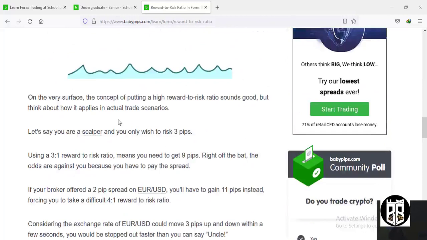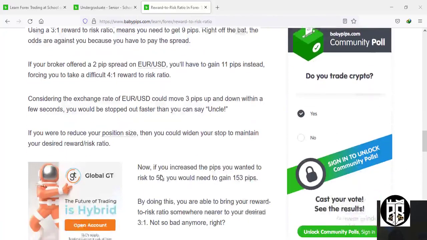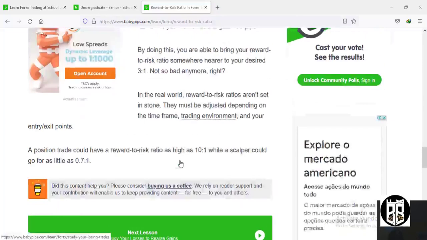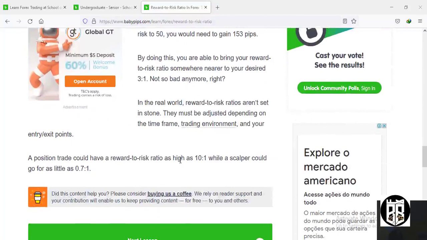Many traders do this, especially the professional ones. Using a 3 to 1 risk to reward ratio means that you need 9 pips to be able to reach your take profit, that is if you wish to risk just 3 pips. And that is about this section. It is not much to explain here. I'm sure you already know risk to reward ratio, but if you don't, it means that if you risk 1,000 US dollars, you should be able to make 3,000 US dollars back in profit.